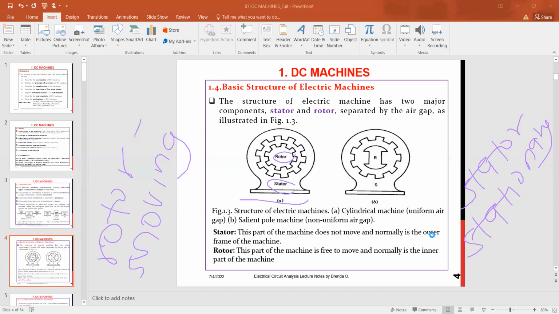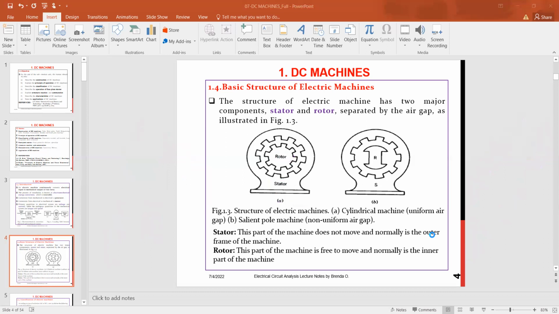So cylindrical machines have a uniform air gap. You can see from the first figure that we have a uniform air gap, while in the second diagram, part B, we have something different. We can see the difference between the rotor and stator. The rotor and the stator have a non-uniform air gap. That is a salient pole machine.